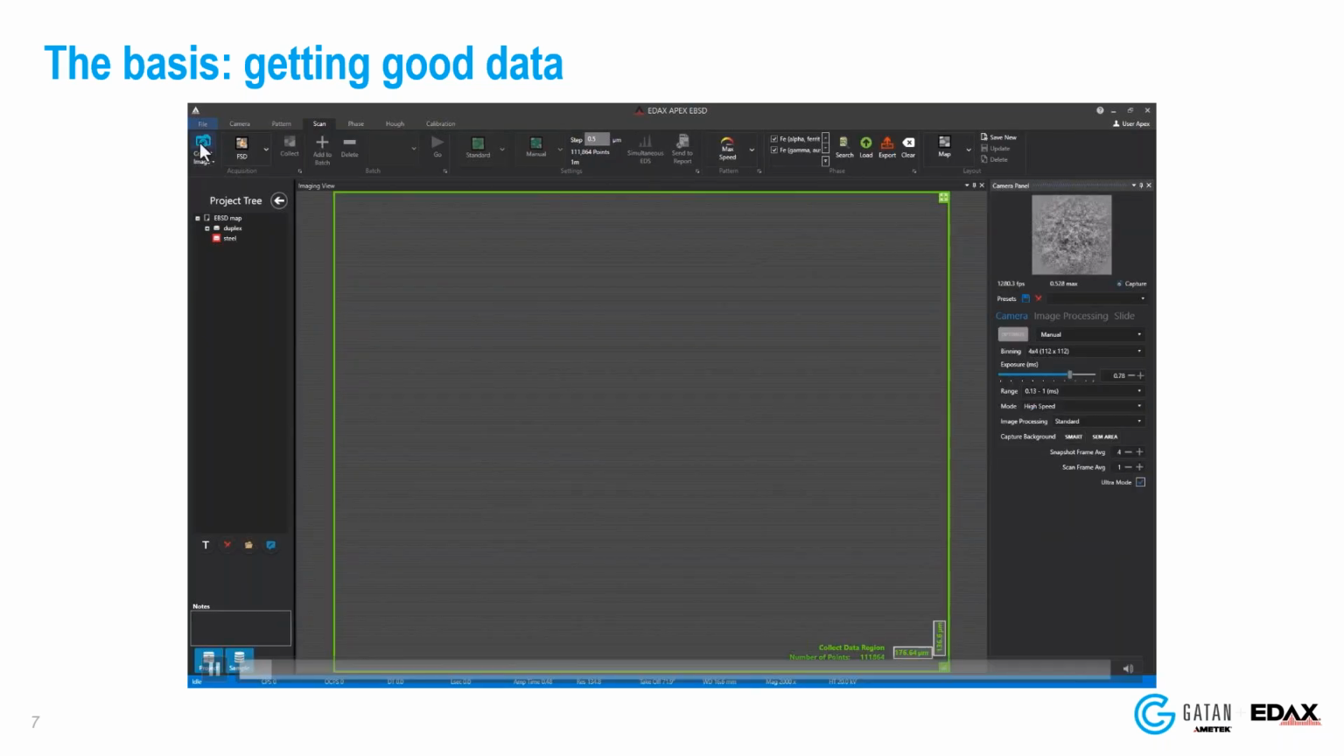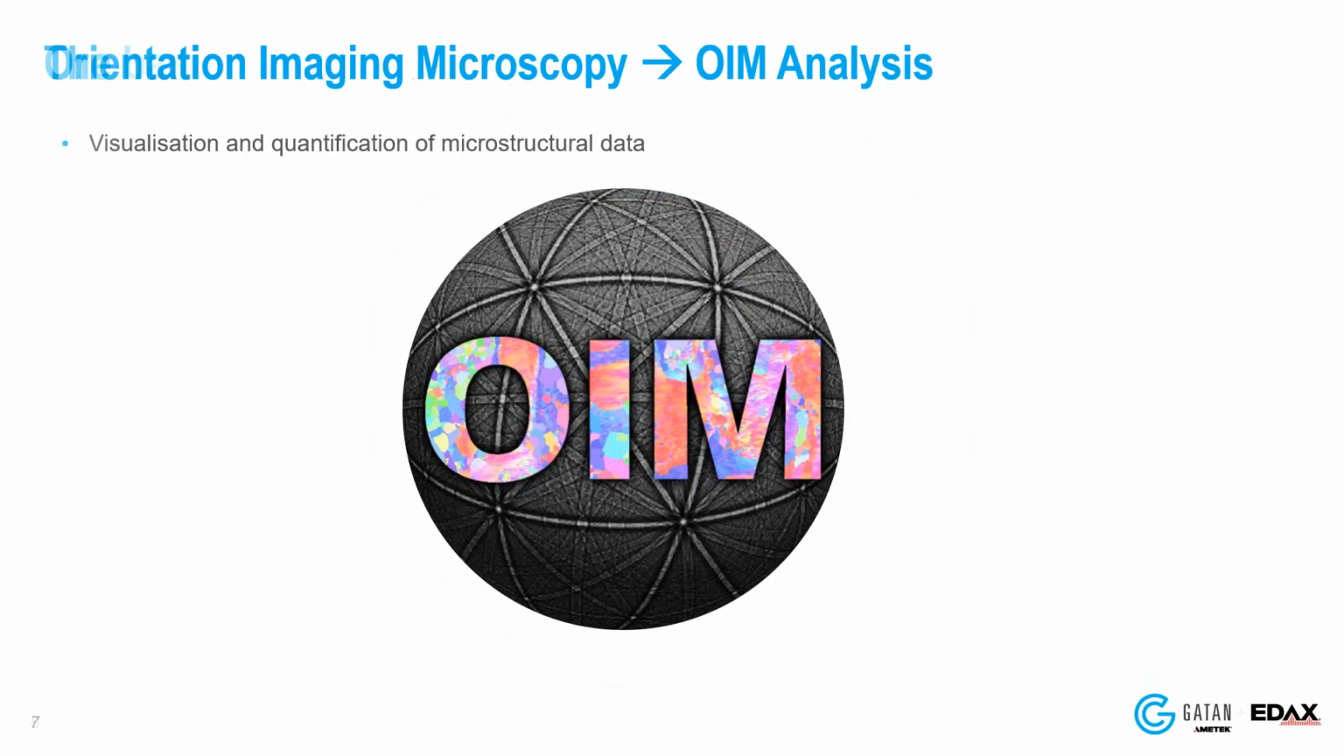Because at the end of the day, we're not talking about the EBSD system that we have used to collect the data. At the end of the day, it's your sample, your microstructural description that is important. And for that, we have orientation imaging microscopy. So in a microscope, we use electrons to create pictures to understand and visualize our microstructure.